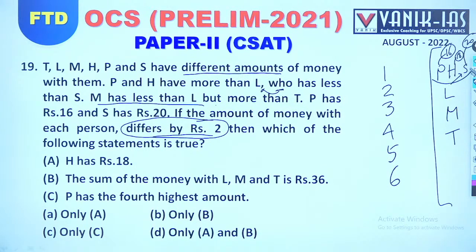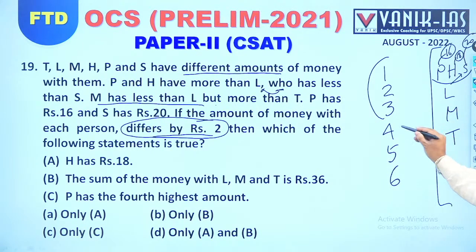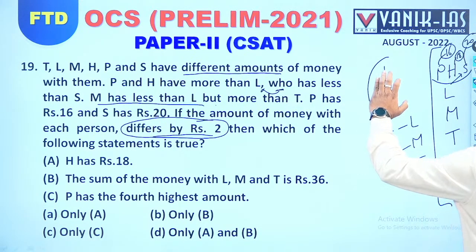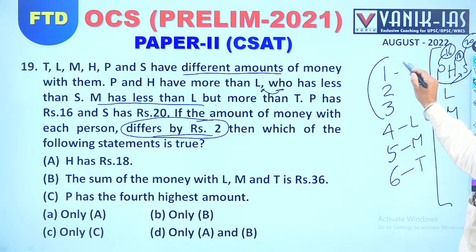Now the point is what? We have 3 above L, M, T. So what does it mean? We need 3 persons above L. It means L should be 4, and this is M and this is T. Very simple approach. Now what exactly is the relation among P, H, S? S is the highest, H will be second highest, and this one will be P, because of the order, right?